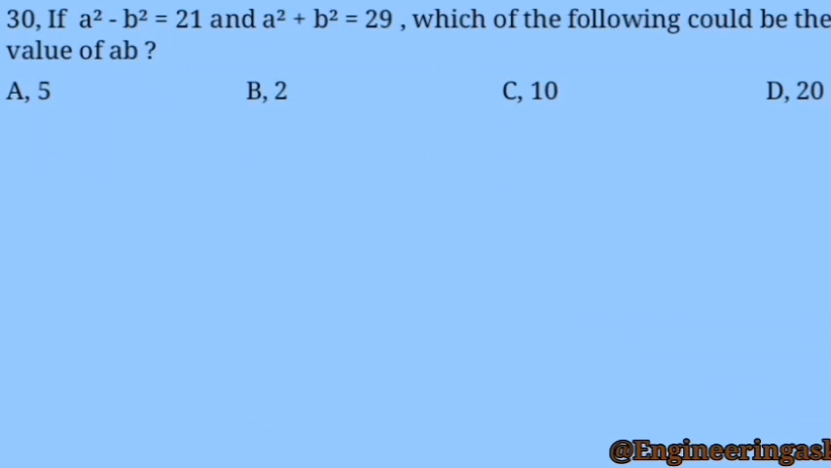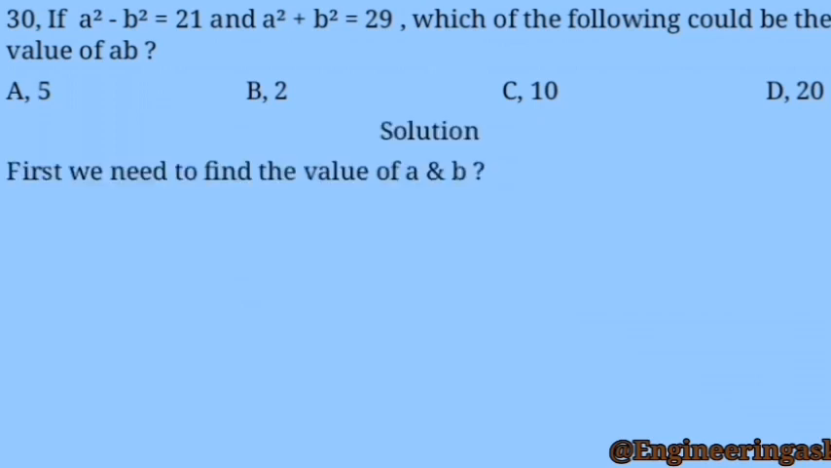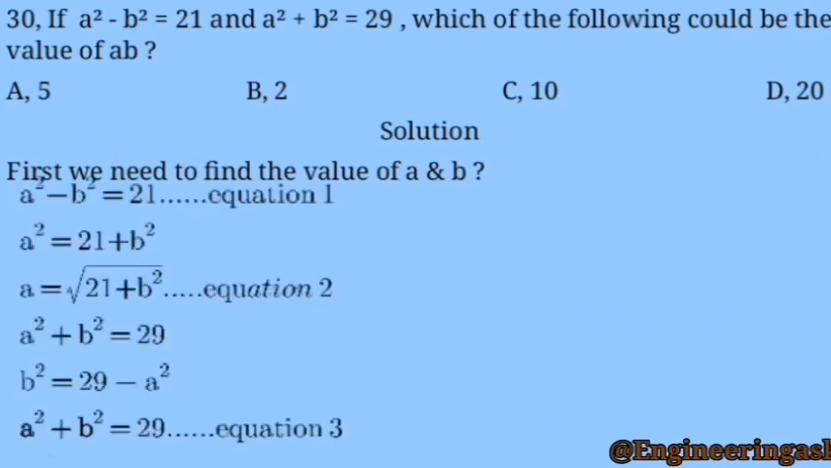a square minus b square equals 21 and a square plus b square equals 29. Which of the following could be the value of ab? Similarly, we need to find the value of a and b individually. a square minus b square equals 21. This is an equation which is given from the problem. So a square equals 21 plus b square, then a will be the square root of 21 plus b square. Let us call this equation 2.